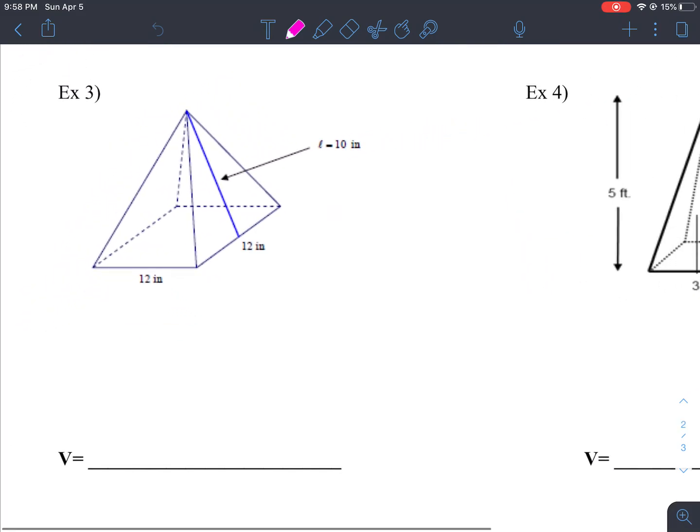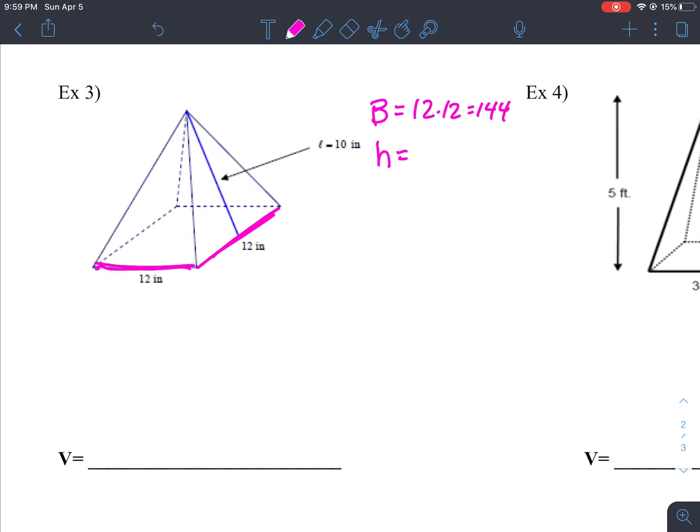Example 3, we see as a pyramid. We need the base, we need the height. The base is 12 by 12, which is 144, pretty common number for this worksheet so far. And then we have this measurement here of 10, and we can see again that's the slant height. So I draw my regular height in, I connect it along the bottom. The slant height is 10, the bottom is half of 12, which is 6.